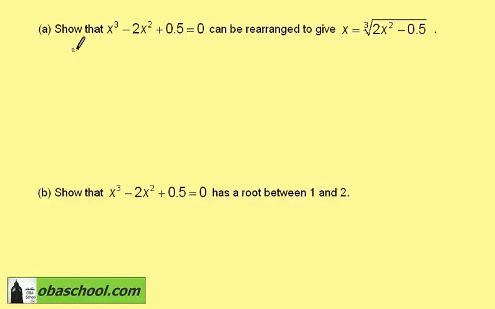We want to show that x cubed minus 2x squared plus 0.5 equals 0 can be rearranged to give x equals the cube root of 2x squared minus 0.5. So we're taking an equation in the form f of x equals 0 and rearranging it into the form x equals g of x.